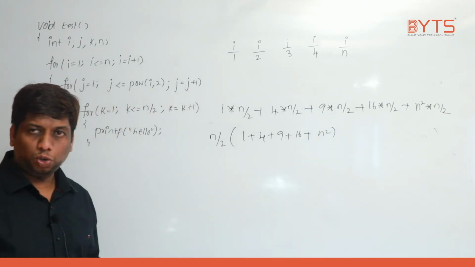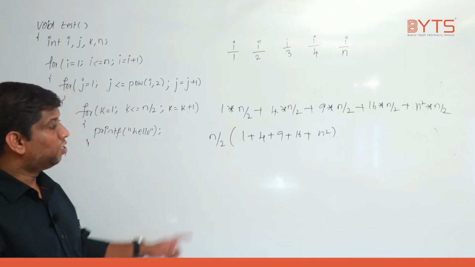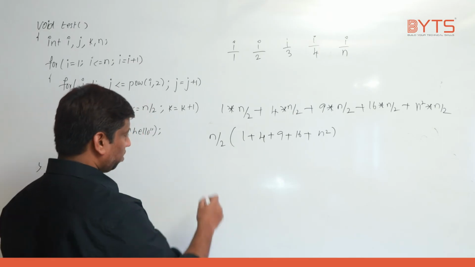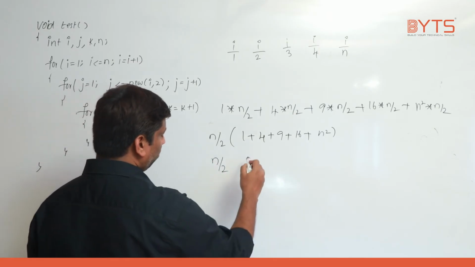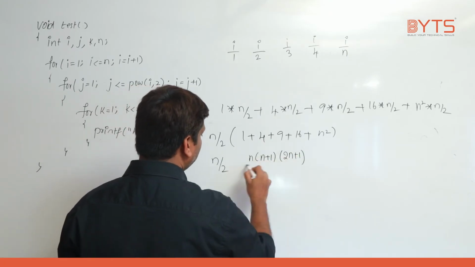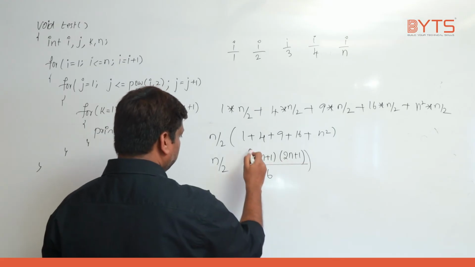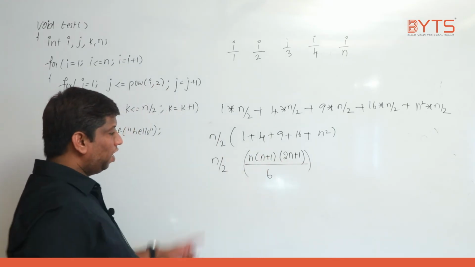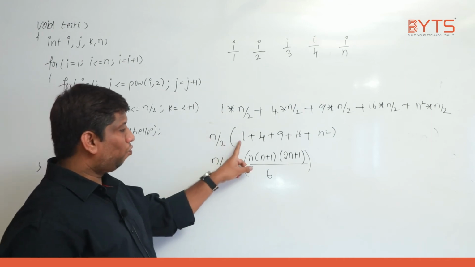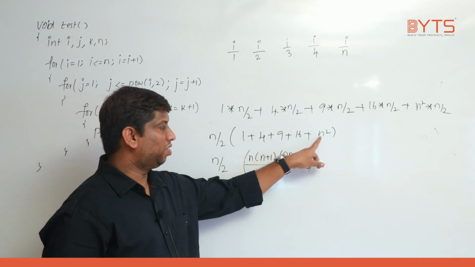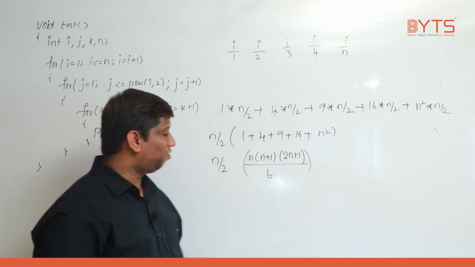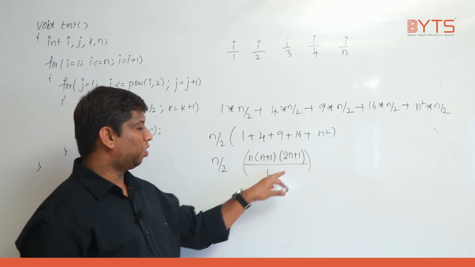What is the value of the sum of the squares of the first n natural numbers? Can you please understand? N by 2 times what? N into n plus 1 into 2n plus 1 by 6. These many times the loop is repeated. I took n by 2 common, and now 1 plus 4 plus 9 plus 16 plus n square is the sum of the squares of the first n natural numbers, with value n into n plus 1 into 2n plus 1 by 6.